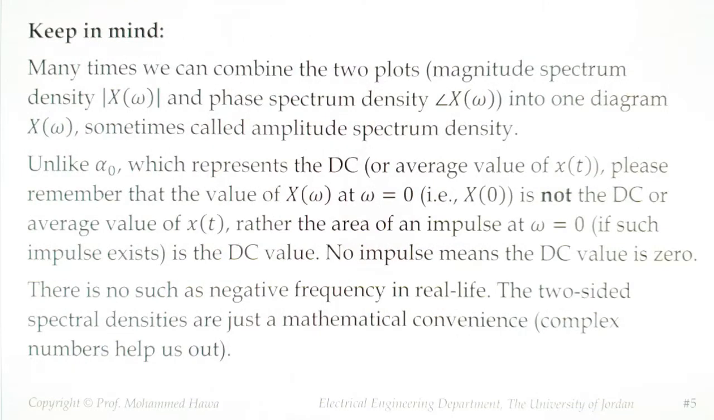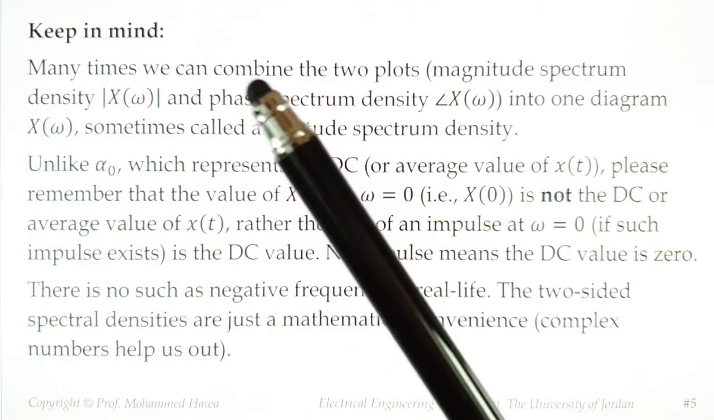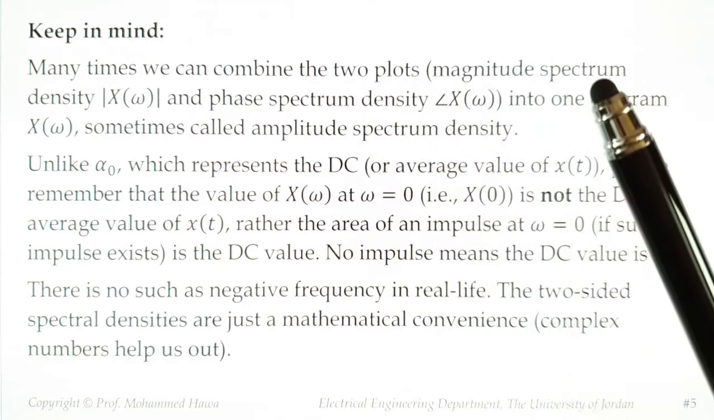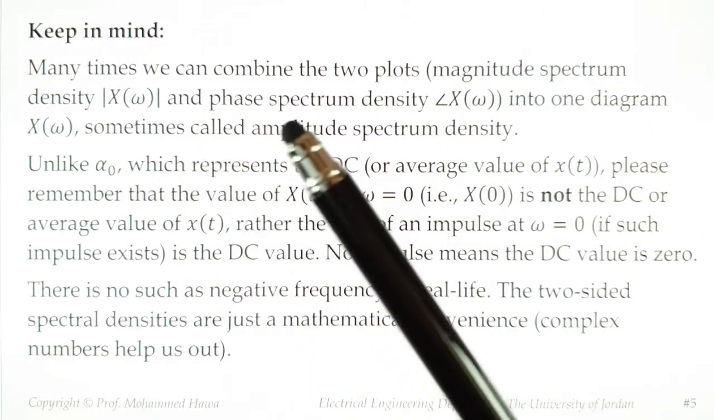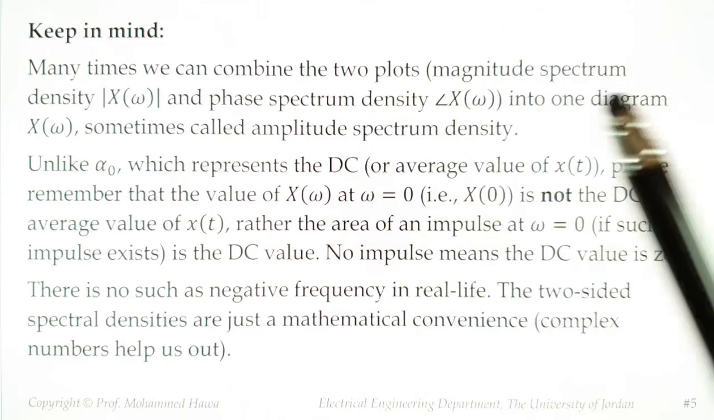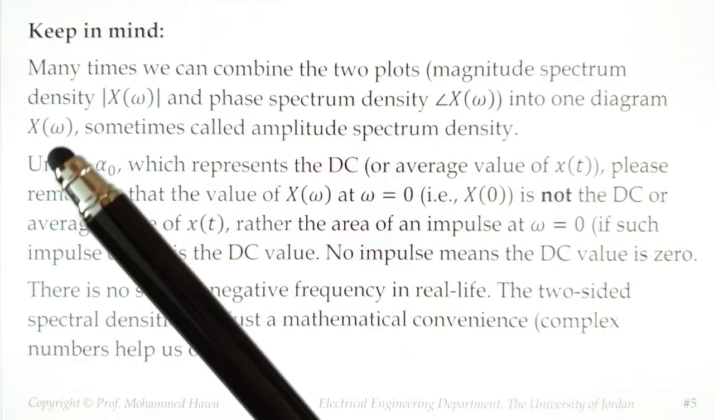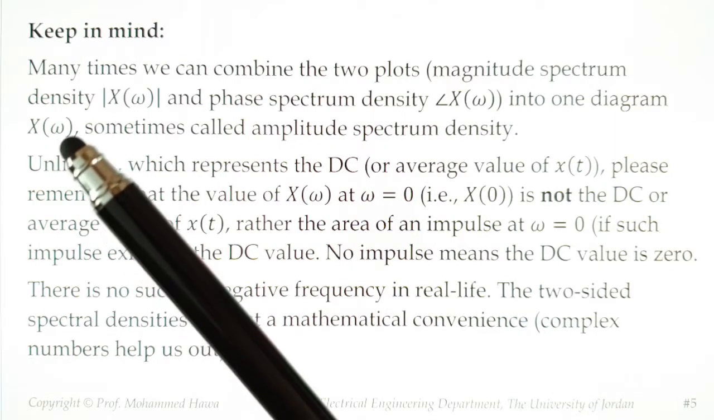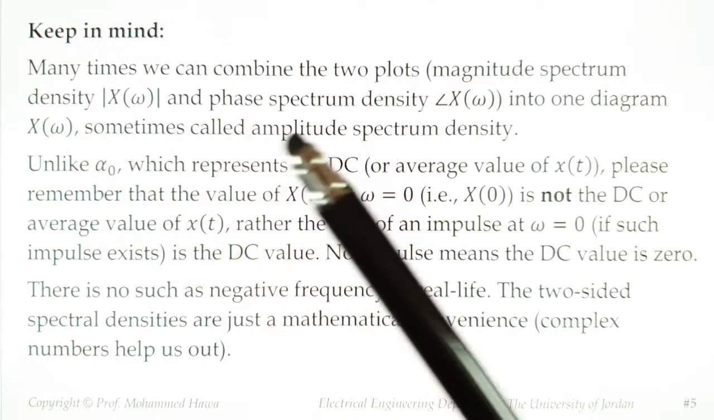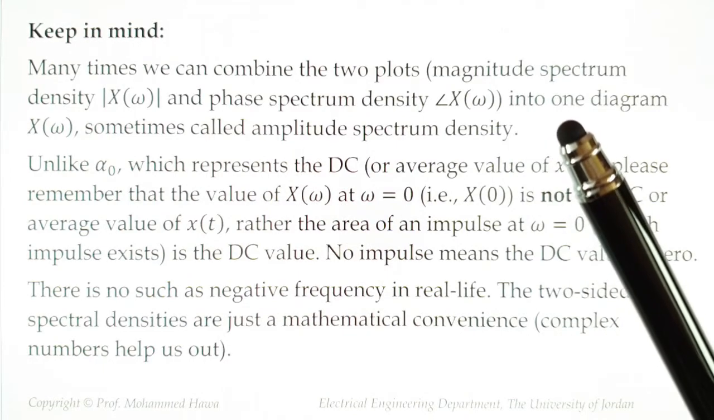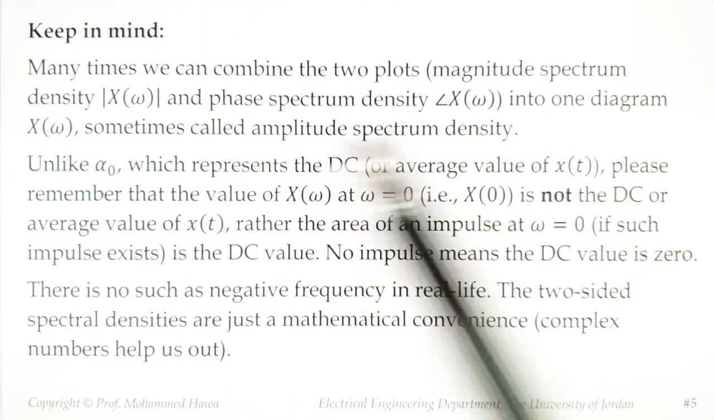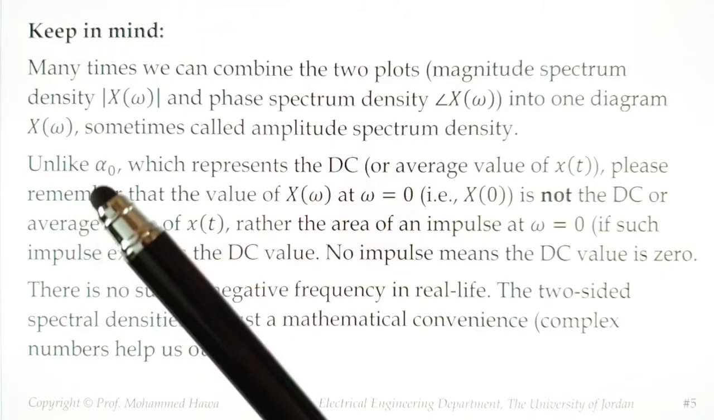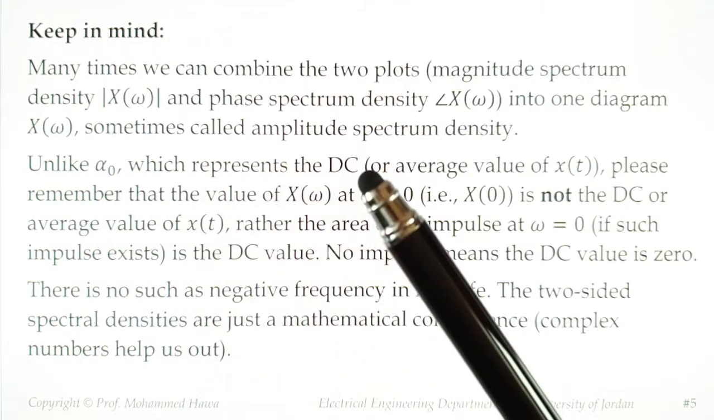In many cases, especially when X of omega is a real number, we can combine the two diagrams, the magnitude spectrum density and the phase spectrum density, into one diagram, the full X of omega, instead of splitting it into magnitude and phase. To make a distinction, I'm going to call the diagram of X of omega versus omega the amplitude spectrum density.